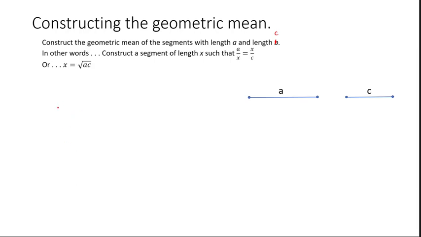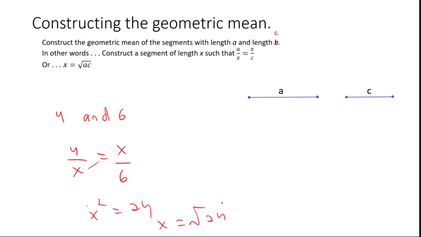Remember doing that? If you were told to find the geometric mean of 4 and 6, what you do is you do 4 over x equals x over 6. And you find that, you cross multiply, get x squared equals 24. So x would be the square root of 24. And that would be your geometric mean. So we've done that in the past, and here, just a reminder, that's what we're doing as well.